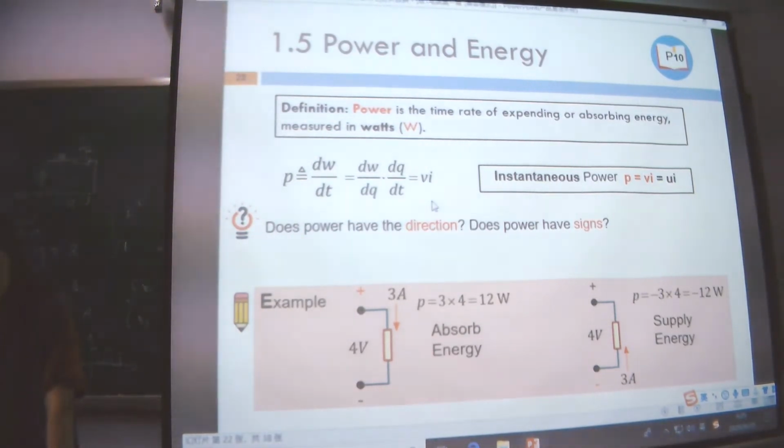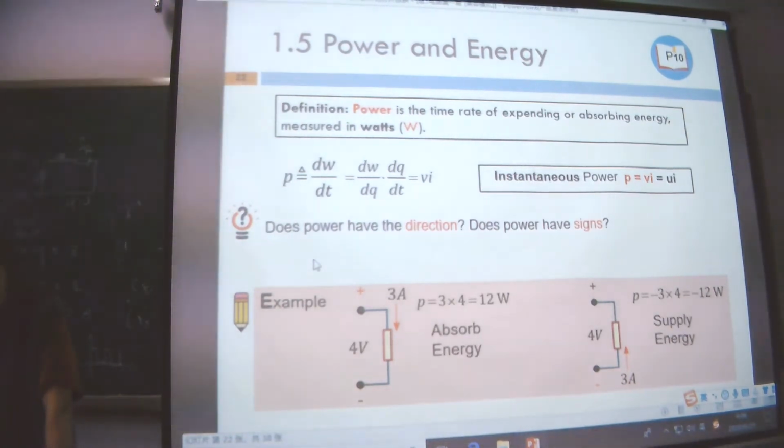So we say this one is from the definition, and after derivation we find p. We cannot use the definition directly to measure it, we use p equals vi. That means when we get v and when we get i, we get p. So this equation is for the instantaneous power p. P equals vi, and in some books we use p equals ui.